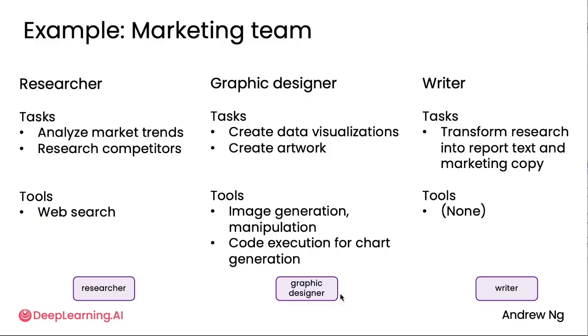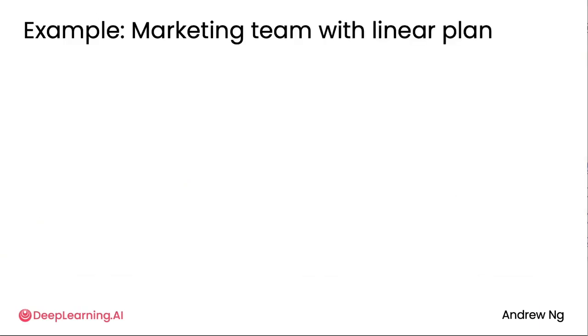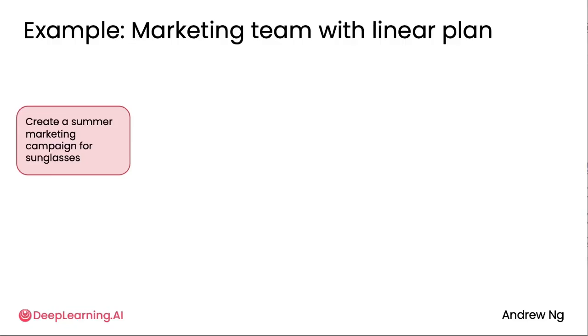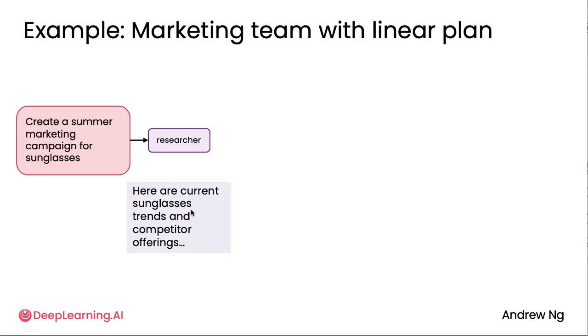And similarly, by prompting an LLM to act as a graphic designer with the appropriate tools and to act as a writer, that's how you can build a graphic designer as well as a writer agent. Having built these three agents, one way to have them work together to generate your final report would be to use a simple linear workflow, or a linear plan in this case. So if you want to create a summer marketing campaign for sunglasses, you might give that prompt to the research agent. The research agent then writes a report that says, here are the current sunglasses trends and competitive offerings.